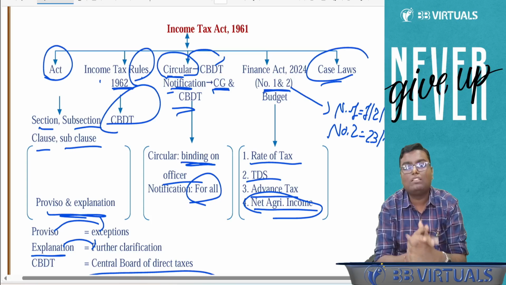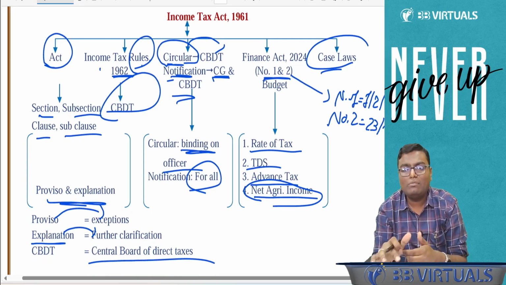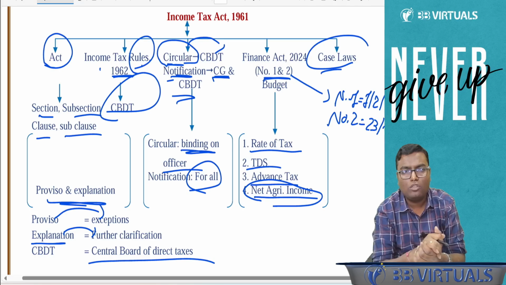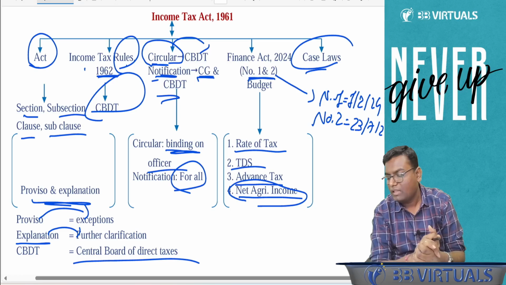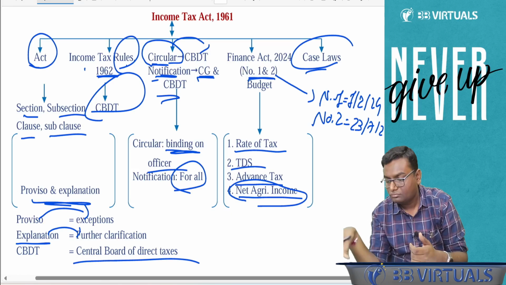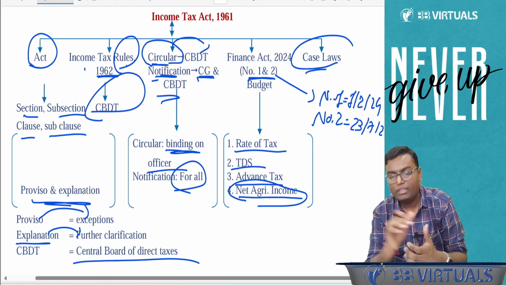Just have a look at this particular chart. And please tell me in the chat box whether you understood up to now, yes or no. I want confirmation from each and every student present over here.